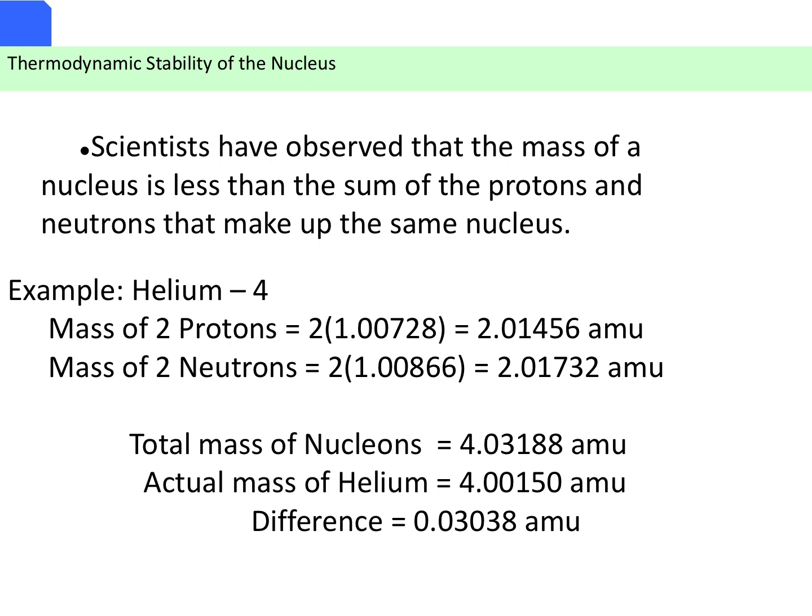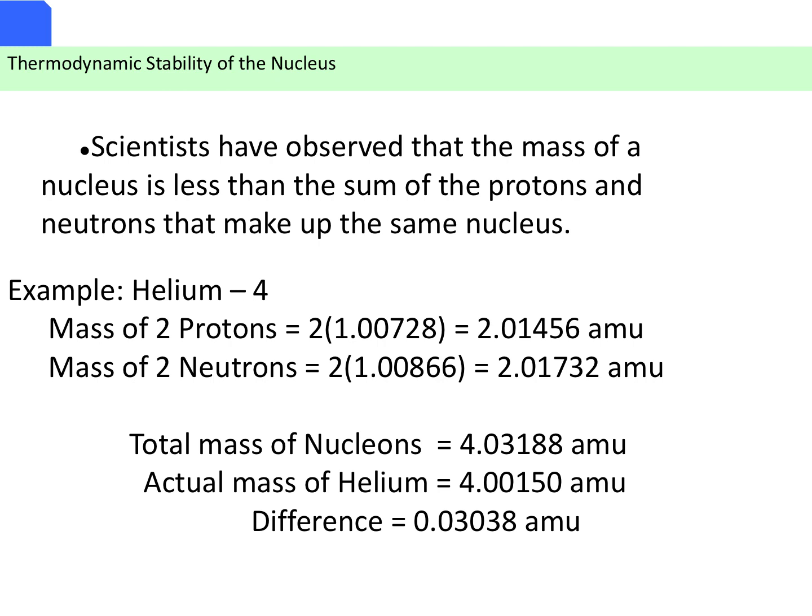The actual mass of a helium isotope is 4.00150. The mass of the nucleons, which are the protons and neutrons, is larger than the mass of the actual particle itself. This difference is 0.03038 AMU. But what does this mean?